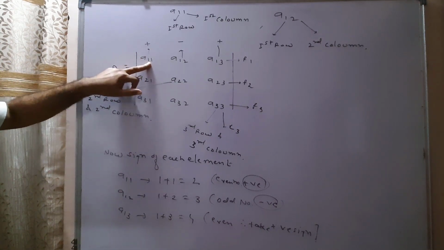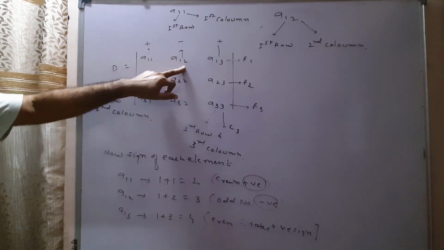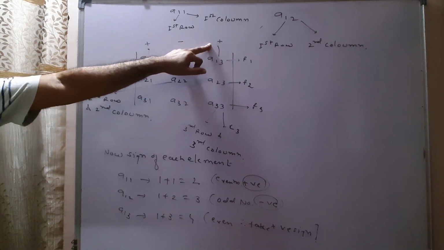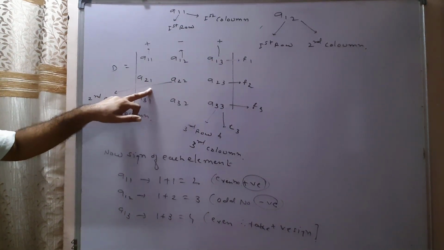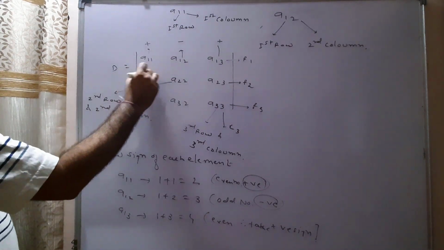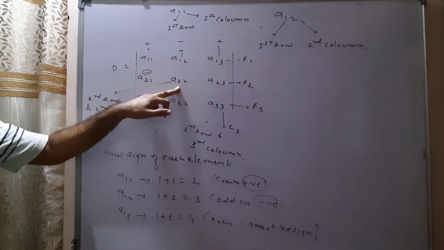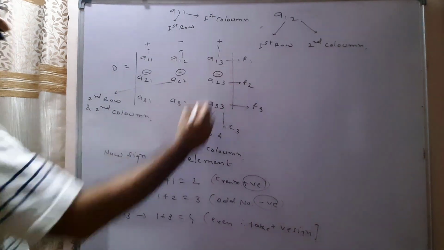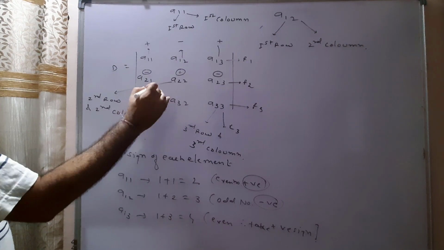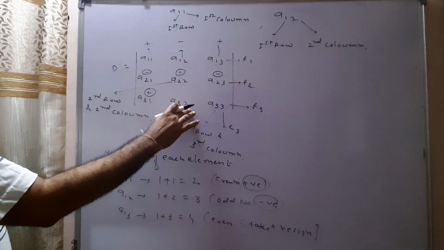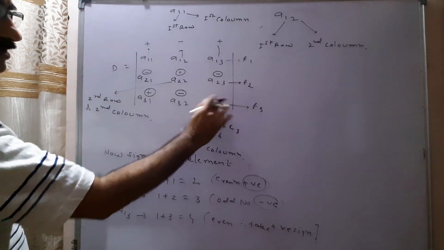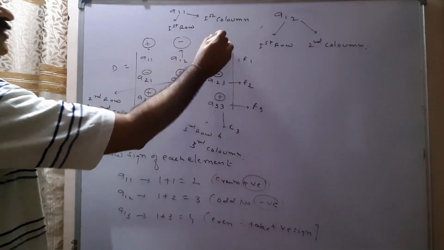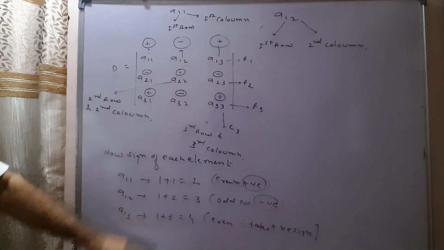Here we get 1 plus 1, 2, even number, so we write a plus sign. 1 plus 2, odd number, we write a negative sign. 1 plus 3, this is again an even number, so it is again an addition sign. 2 plus 1, that is 3, again an odd number, we write minus. A22, that is 4, so again we write plus. Here 2, 3, 5, odd number, minus sign. 3, 1, that is 4, even number, plus sign. 3 plus 2, 5, odd number, minus sign. 3 plus 3, 6, that is an even number. In such a way, we write down the sign of each element.